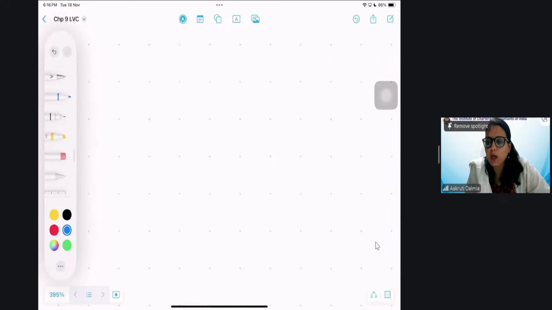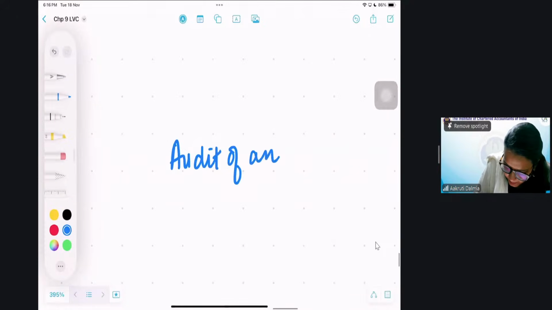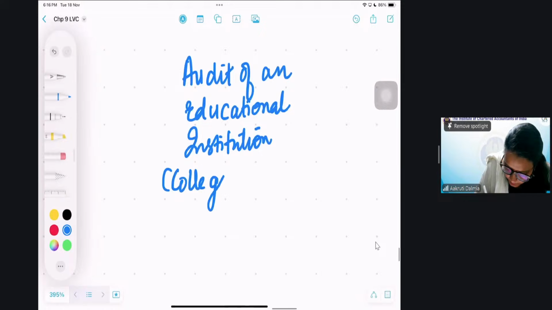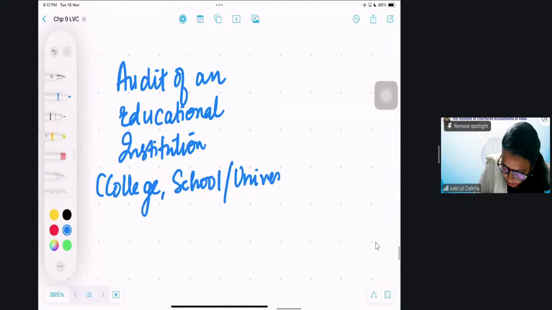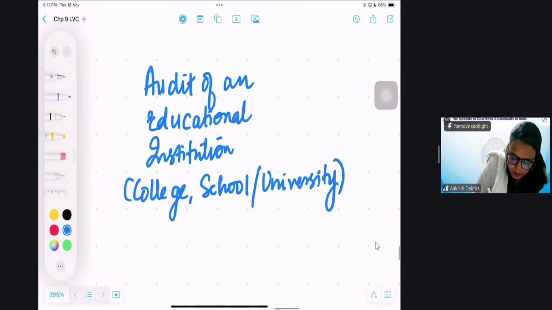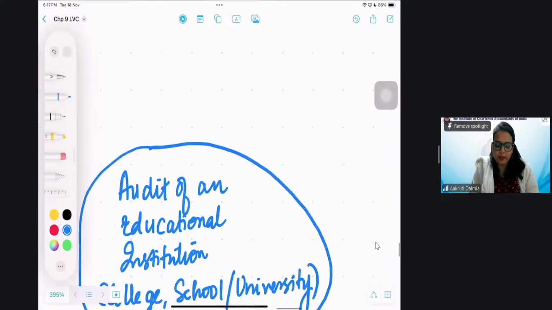Now let's start with a small example. Let's start with a real question from the book. Let's imagine that you are doing audit of an educational institution. It can be a college, it can be a school, it can be a university also. So let's imagine you are doing audit of this. Let's apply our Cyprian. Then we'll see the actual answer from the book.